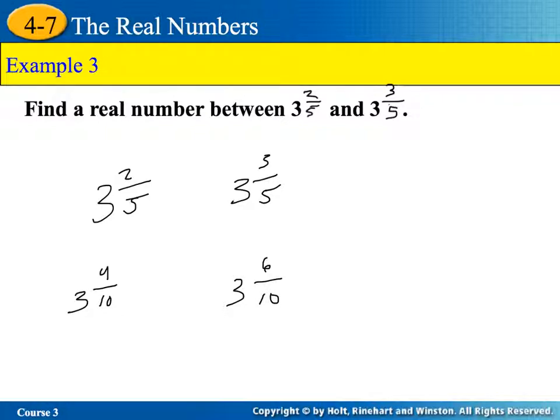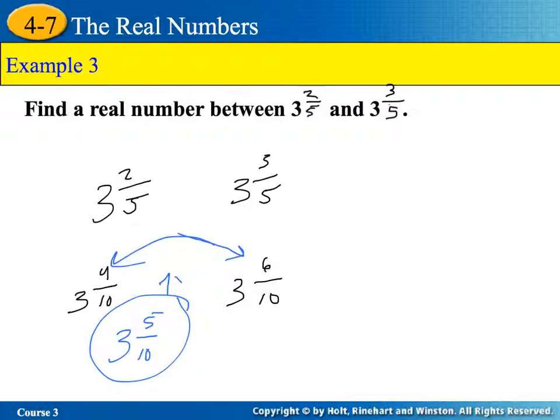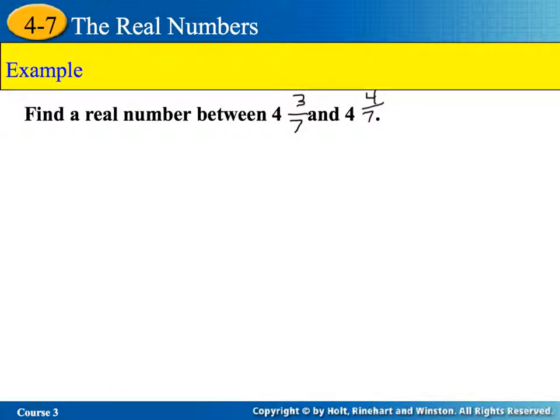Is there a number between 3 and 4/10 and 3 and 6/10? Yeah, there is. It is 3 and 5/10, right in between the two of them. So come up with maybe a new denominator and come up with a number in between their numerators. All right? Try this one on your own. Last slide of the day. So pause, try it.